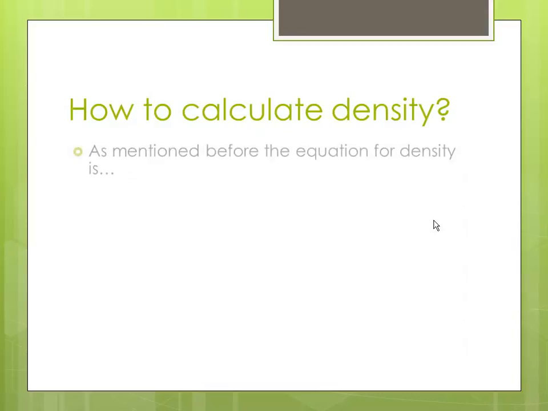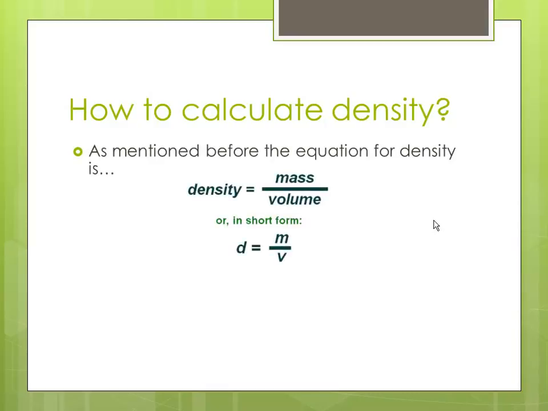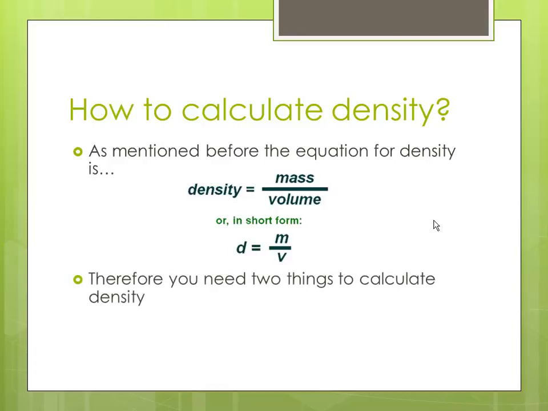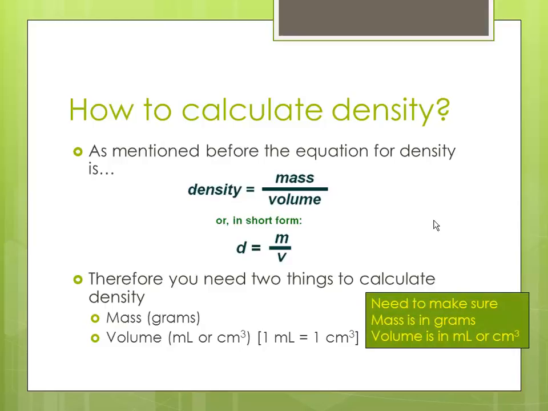All right, how do we calculate density? As mentioned before, the equation for density is mass over volume, M over V. So you need two things to calculate density. You need its mass in grams and volume in milliliters or centimeters cubed. It could be either one because 1 milliliter equals 1 centimeter cubed. So make sure mass is in grams, volume in milliliters or centimeters cubed.